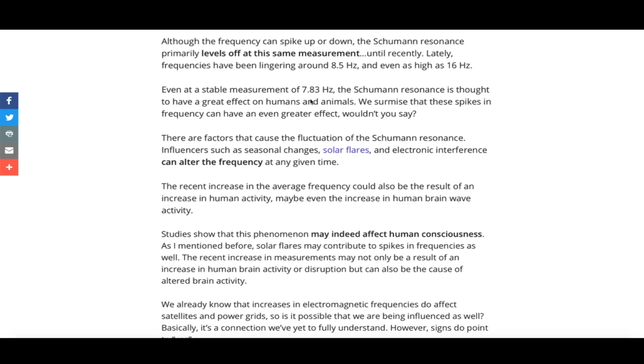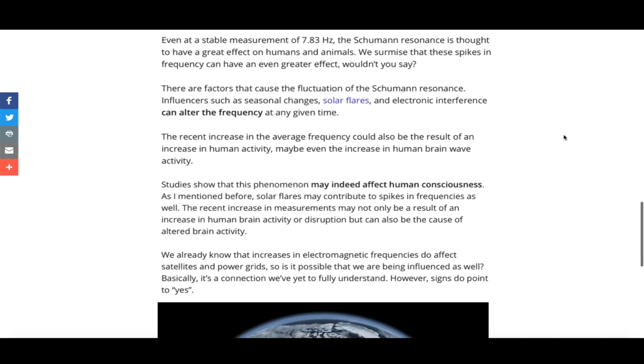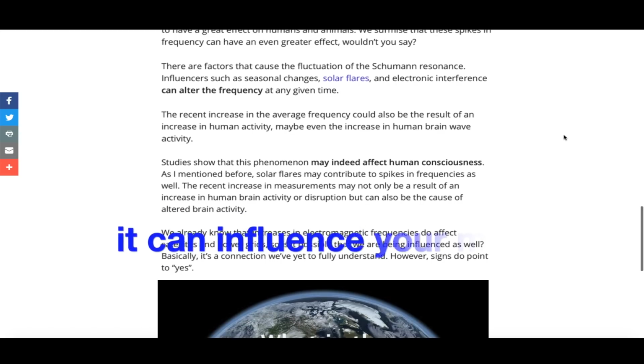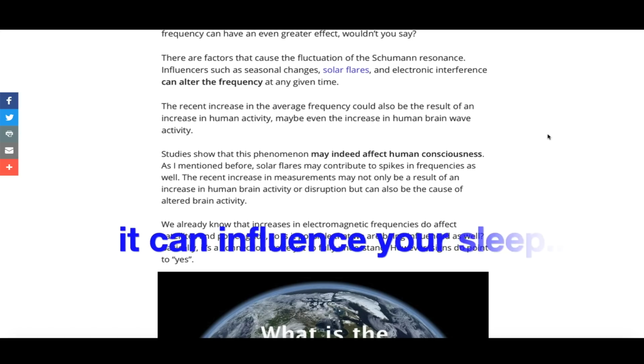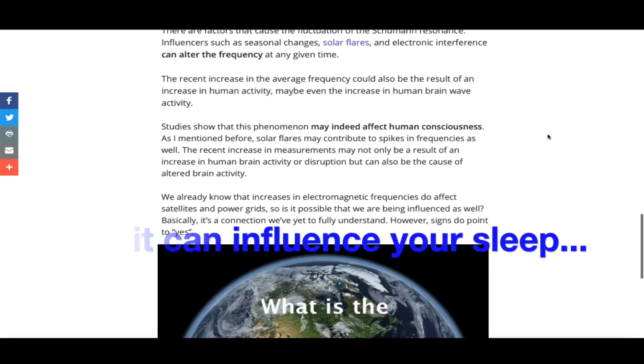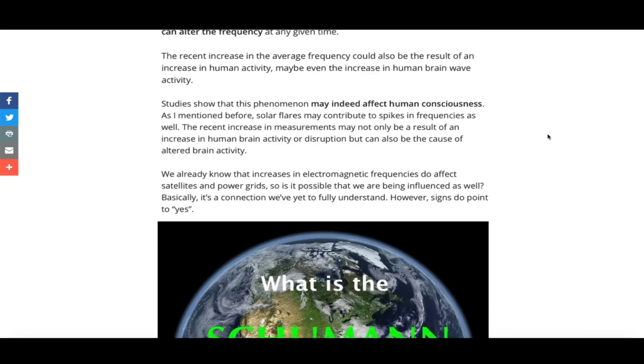Even at a stable measurement of 7.83 hertz, the Schumann resonance is thought to have a great effect on humans and animals. We surmise that these spikes in the frequency can have an even greater effect, wouldn't you say? There are factors that cause the fluctuation of the Schumann resonance, influencers such as seasonal changes, solar flares, and electronic interference can alter the frequency at any given time. So can lightning. The recent increase in the average frequency of the Schumann could also be the result of an increase in human activity. Studies show that this phenomenon may indeed affect human consciousness.